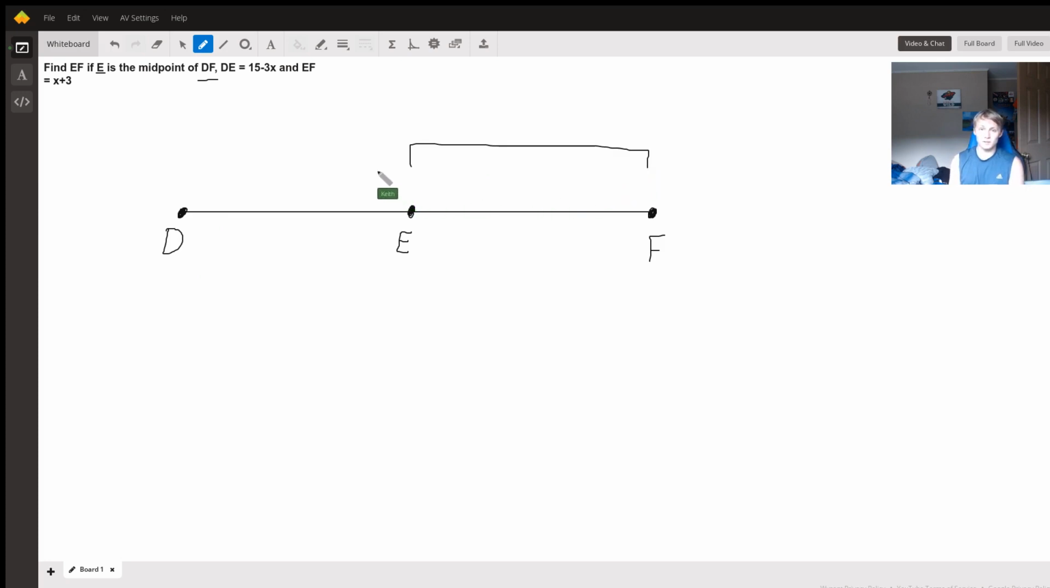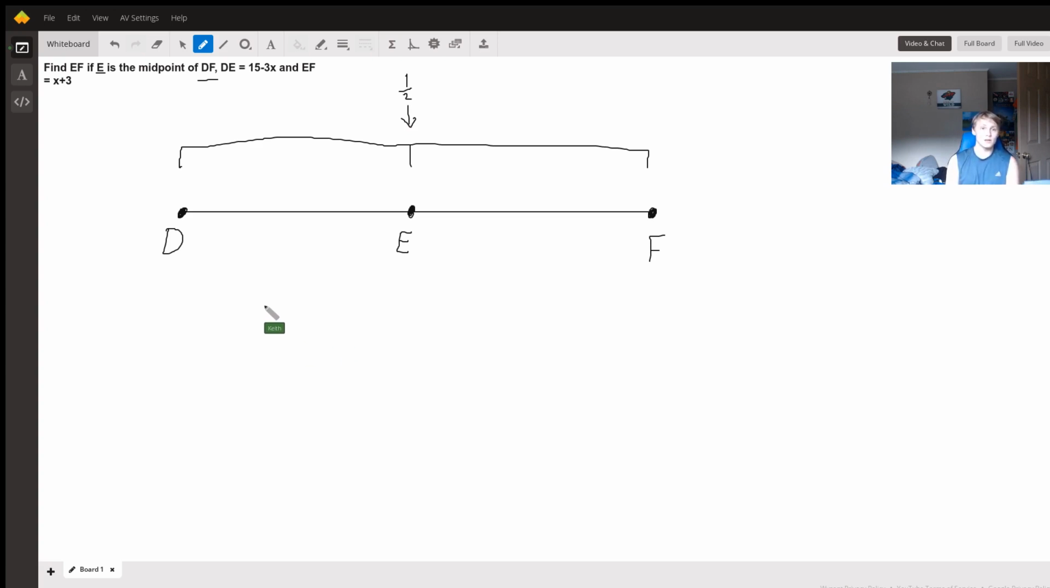What's important to note here is that because E cuts this line segment between D and F in half, we could also do this by finding the length of DE, right? These are the same because this point here cuts our line in half. DE is going to be the same as EF, and we're going to use that to our advantage.